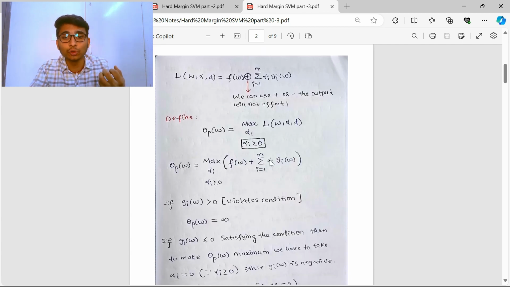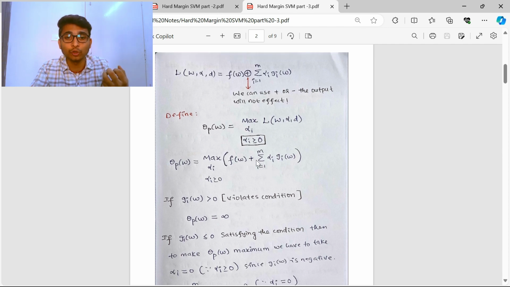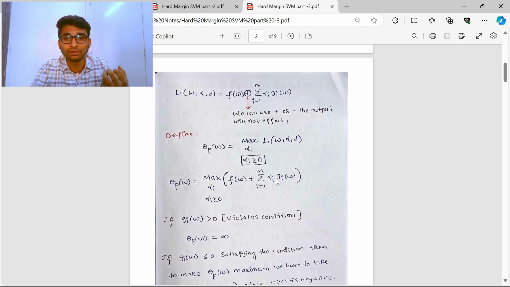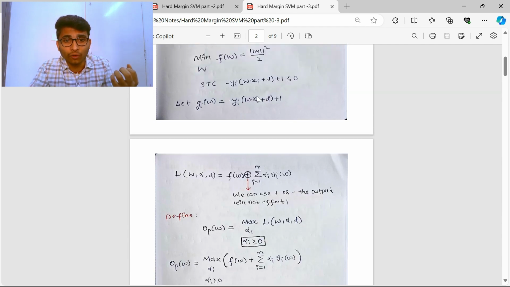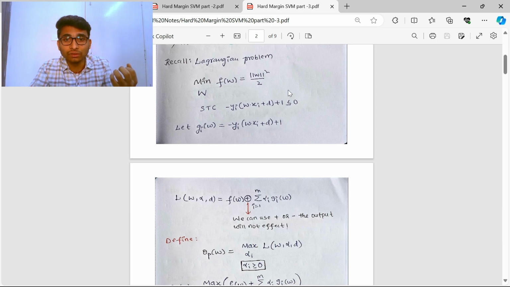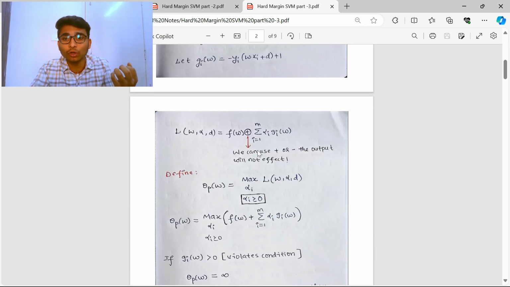Now let's substitute the Lagrangian function. I substituted f of w plus this. You can see it on screen, right? Now let's understand. Our gi of w, nothing but this, is less than or equal to 0, right?